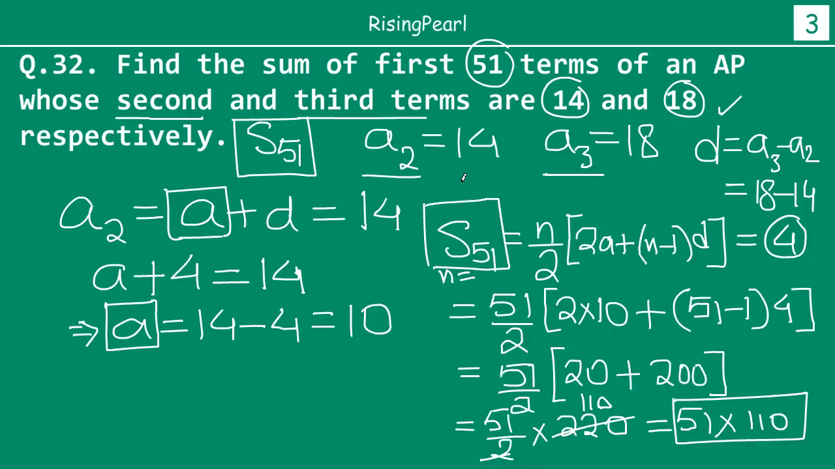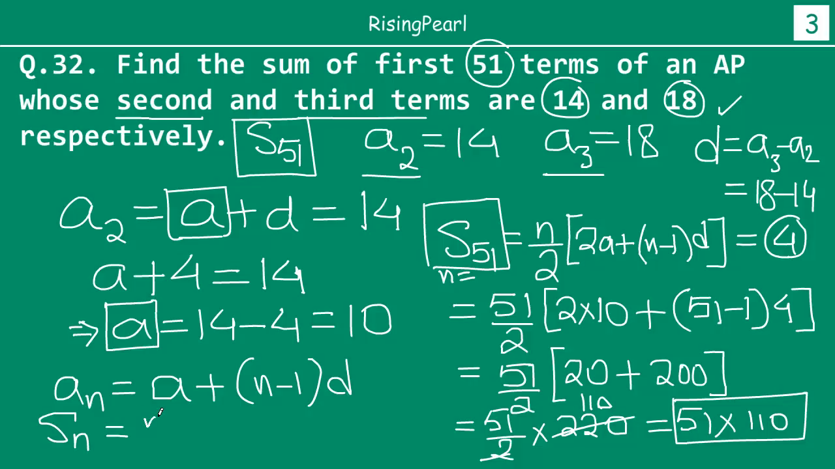So friends, as we are solving these questions, what we are noticing is using this formula, that is the nth term, which is A plus n minus 1 times D, and using Sn, the sum of first n terms, which is equal to n by 2 times 2A plus n minus 1 times D, or n by 2 times A1 plus An. Using a combination of these two formulas, we are able to solve all these kinds of questions.